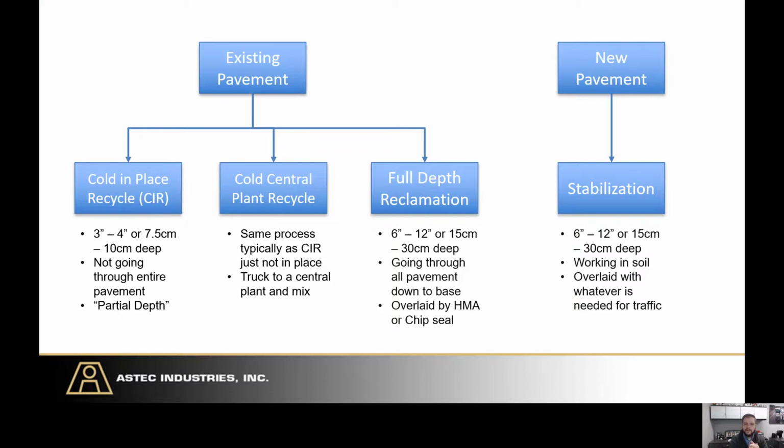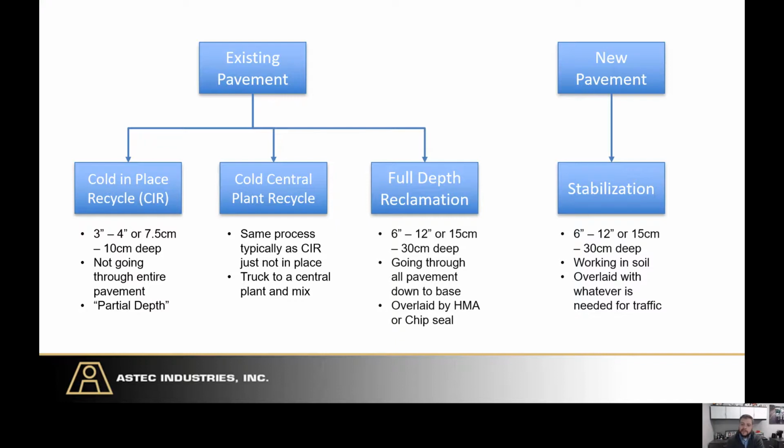Cold in place is obviously done on the road, in place. We're not hauling material to a site or anything like that. Cold central plant is in essence the same process as cold in-place recycle. It's just not in place. We truck the millings or RAP to a centralized location and mix that material, but it's kept cold. We don't reheat the material, with either foamed asphalt or emulsified asphalt, and then bring it back to the site or stockpile it for a different site later.